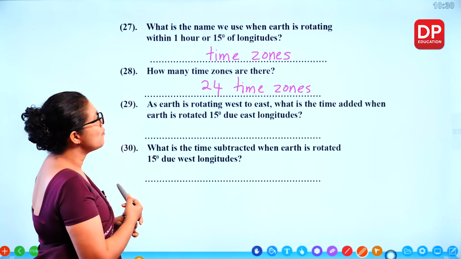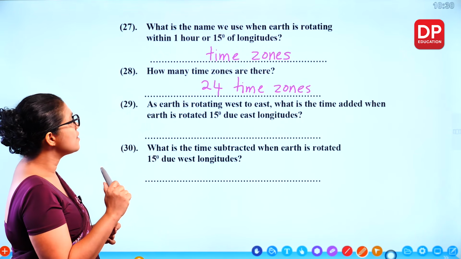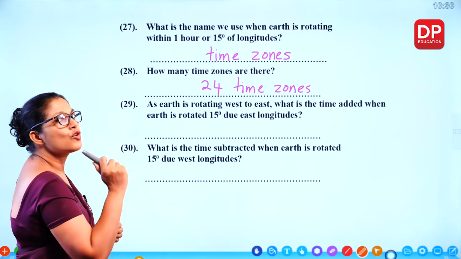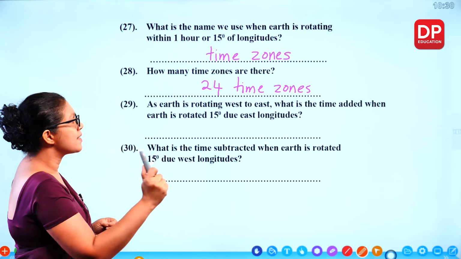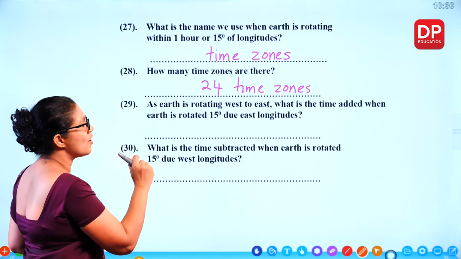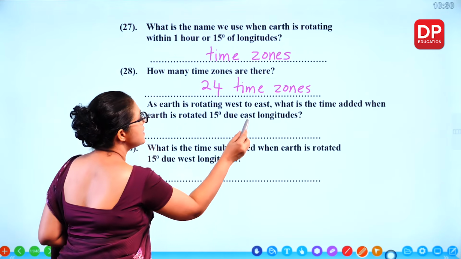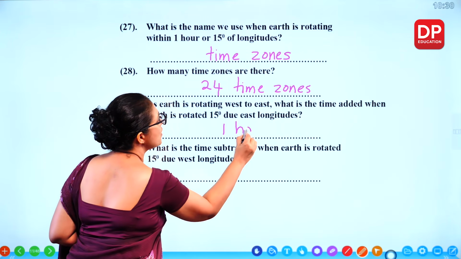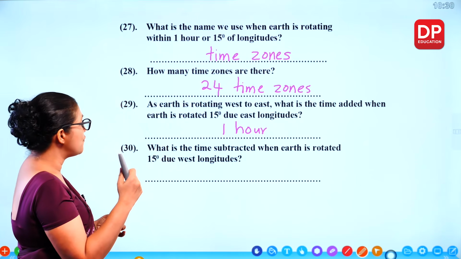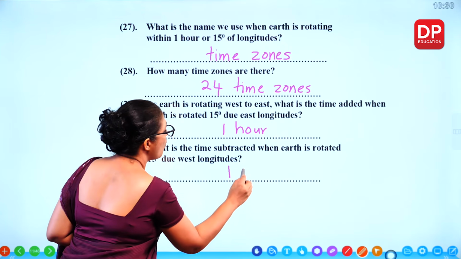As Earth is rotating west to east, what time is added when Earth rotates 15 degrees due east longitude? You have to add 1 hour to the value, because 15 degrees means it takes 1 hour. So add 1 hour to that. What time is subtracted when Earth rotates 15 degrees due west? To the west, we have to subtract 1 hour.